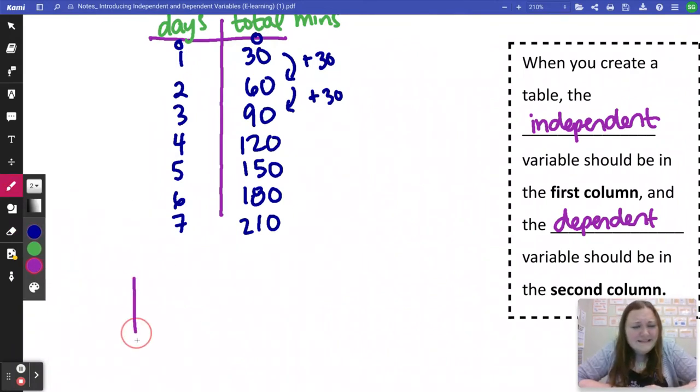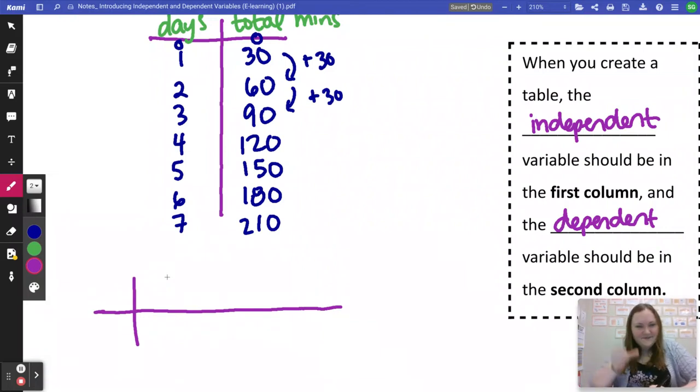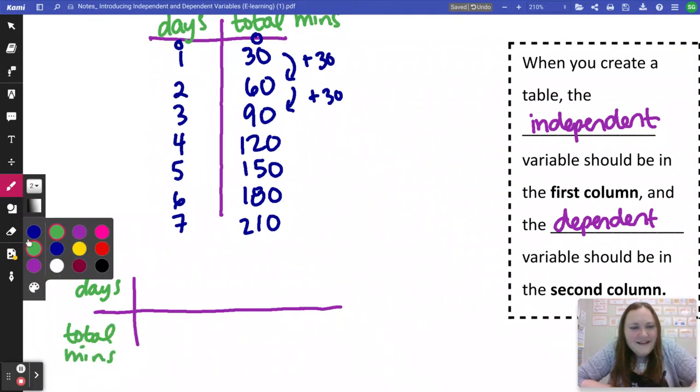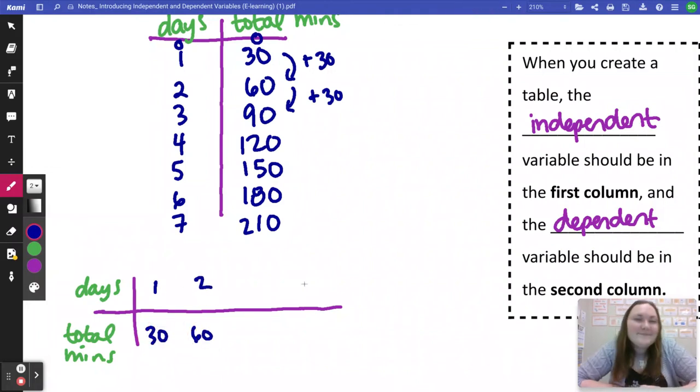Less commonly, but still definitely possible, you can see tables set up like this, where it goes sideways instead of up and down. Just like we did up here, days would be listed first in our table. Our independent variable would go first, and then the total minutes would go down here. It would have the exact same information that we had in our table. 1 day is a total of 30 minutes. 2 days is a total of 60 minutes, and so on.